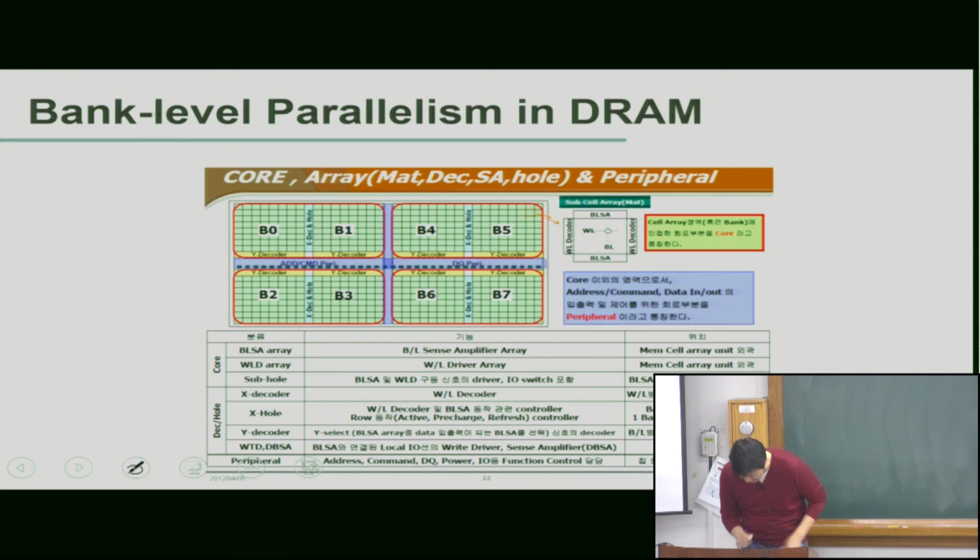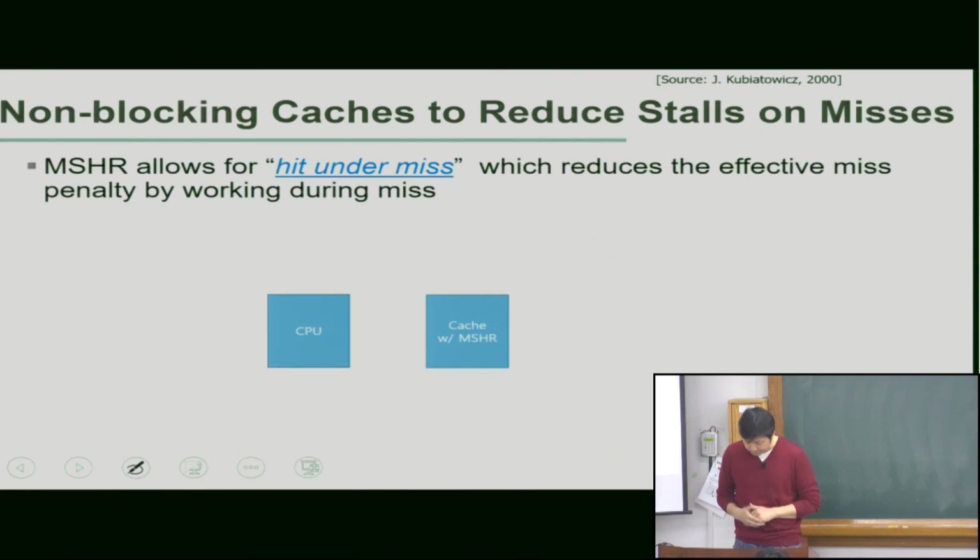Modern DRAM has multiple banks, like a 2-dimensional array. In this case, it has 8 banks, B0 through B7. Each of these can be independently activated and accessed, in columns and so on. To exploit this feature, we need a non-blocking cache. A non-blocking cache allows hit under miss or miss under miss and so on.